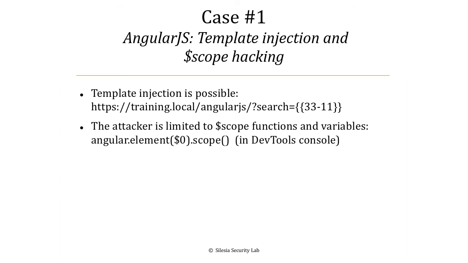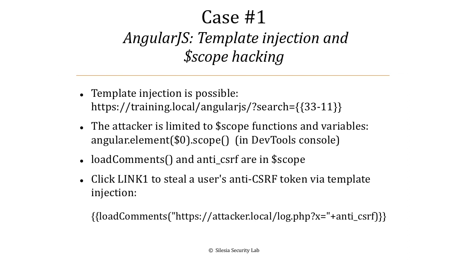So first, identify if template injection is possible. Then, if it is possible, put something like angular.element($0).scope() in the DevTools. Keep in mind that first you have to highlight the injection point, because $0 actually stores the reference to your injection point. Then I noticed that load comments and anti-CSRF are in scope. And here is actually the payload that I used to steal the anti-CSRF token from this vulnerable application. So this is it. I hope that this is clear for you.